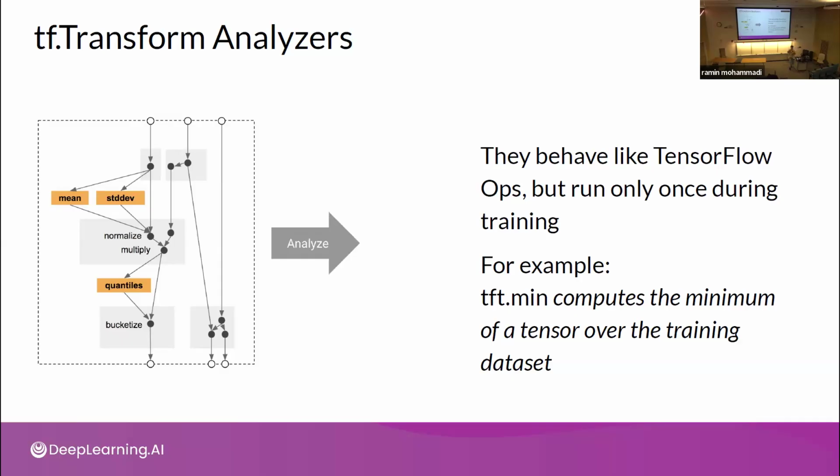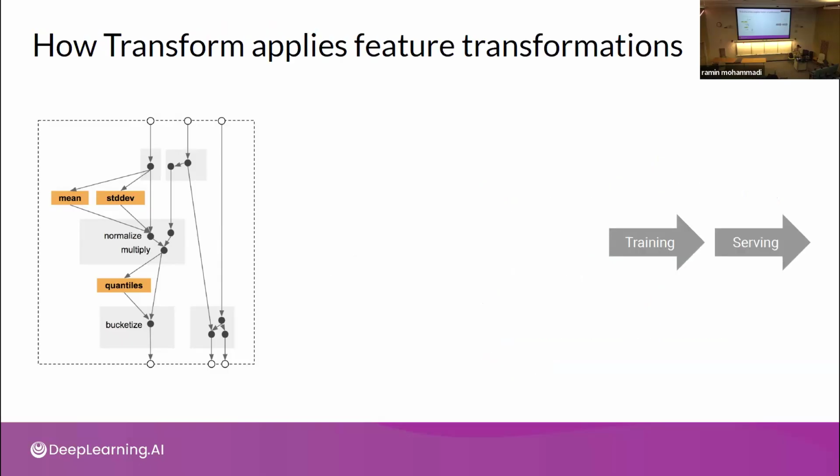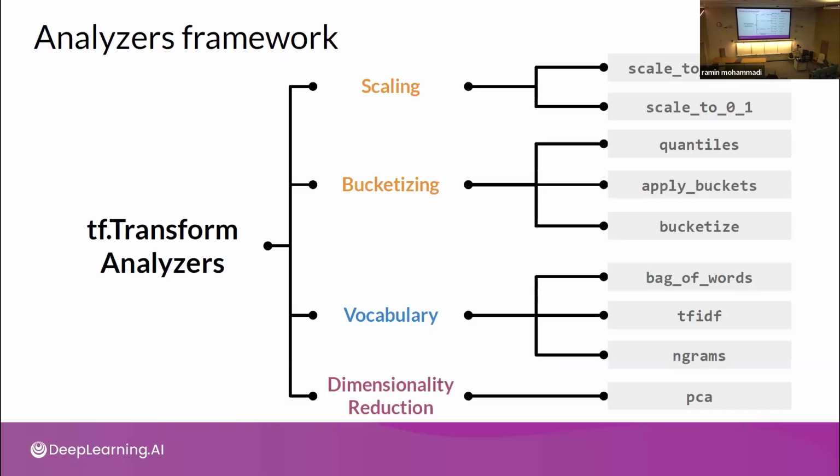Test data goes through that mean, normalizes it using the mean or the standard deviation from the training data, and then it quantizes it. It applies the quantiles to bucketize it from the information it has from your training data, and moves forward. So these analyzers are technically fixed and computed over your training data. But there are other types of analyzers that you can use.